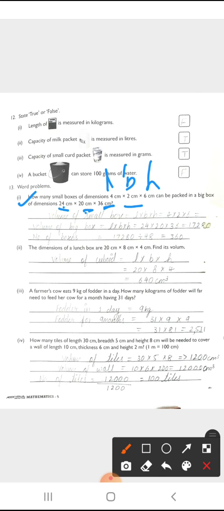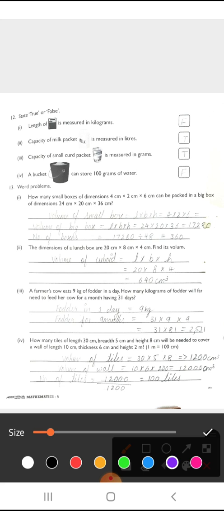So in this case what you have to do, you have to first find the volume of both the boxes. So first of all we'll find the volume of small box. So volume of cuboid we will use because the boxes are in cuboid shape. So length multiplied by breadth multiplied by the height. So 4 multiplied by 2 multiplied by 6. So what will be our answer? It will be 48. 4 multiplied by 2, 8. 8 multiplied by 6, 48. So we can see from here the volume of the small box is 48.